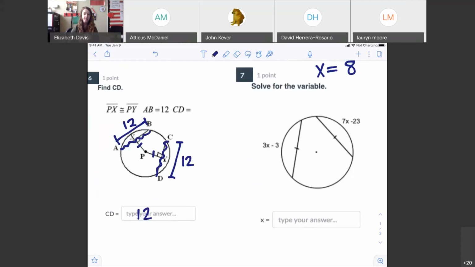Okay, so for the next one, remember, since those chords are congruent, those arcs are going to be congruent. And stuff that's congruent, we set equal. So set those two things equal to each other and solve. I'll give you a little bit to try that one.